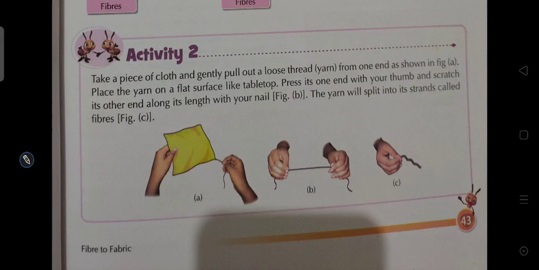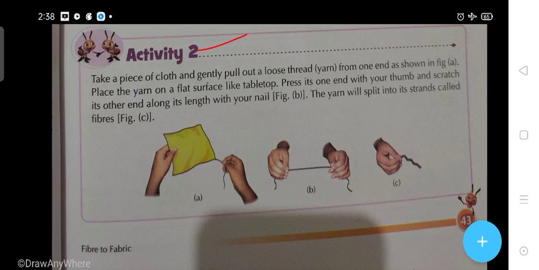Now there is an activity, students, that is the second activity. Take a piece of cloth and gently pull out a loose yarn from one end as shown in figure A. Place the yarn on a flat surface like a tabletop, press one end with the thumb and scratch the other end along its length with your nails, and the yarn will split into its strands called fibers. As you see in this picture, a person has taken out a single yarn thread from that piece of cloth, and after that he scratches it and tries to separate the fibers from that single yarn.